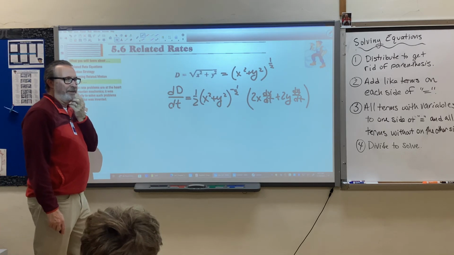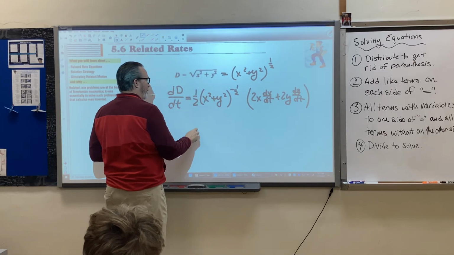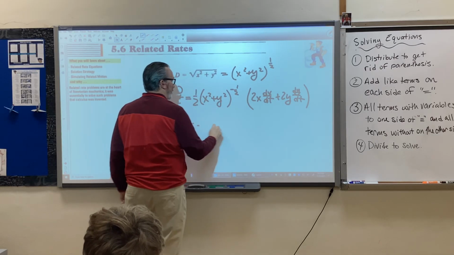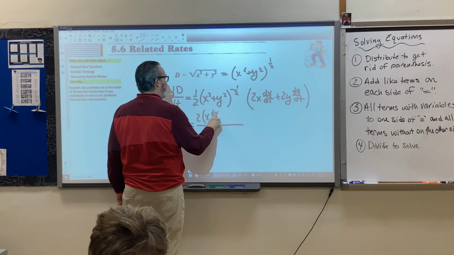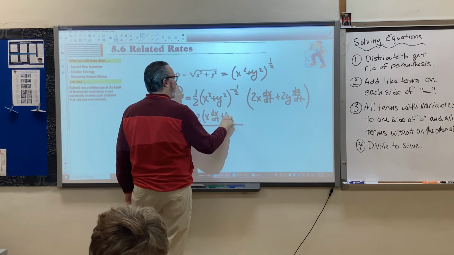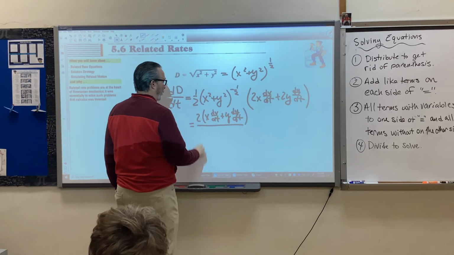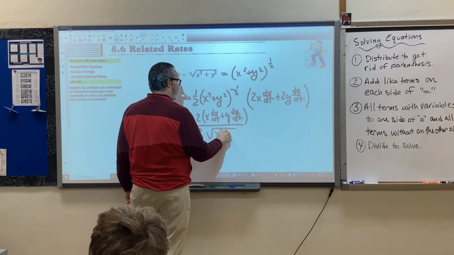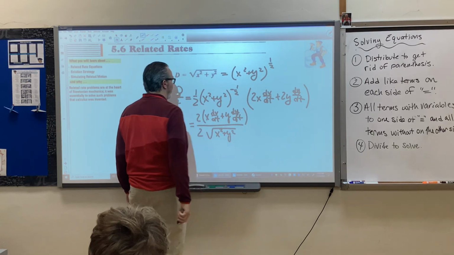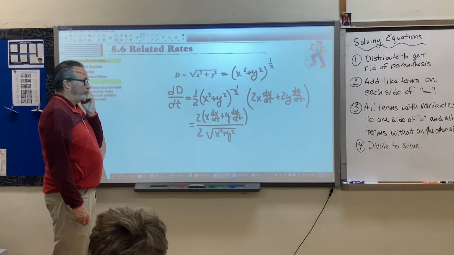Okay, so we can factor a 2 out and cancel it with this 1/2. So on the top we've got 2 times x dx/dt plus y dy/dt, over 2 times the square root of x squared plus y squared. 2's cancel.